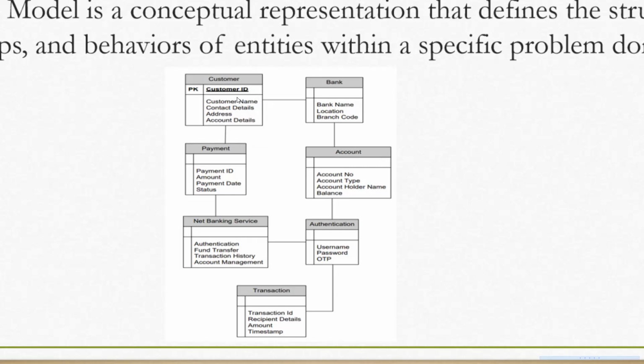So how did the customer make the payment, which bank, the account details and authentication, how he did that payment, what the payment ID is, the payment database, and which net banking service he used, either UPI or card, and at last how the transaction is done. By using all these things, they will sort out his problem.